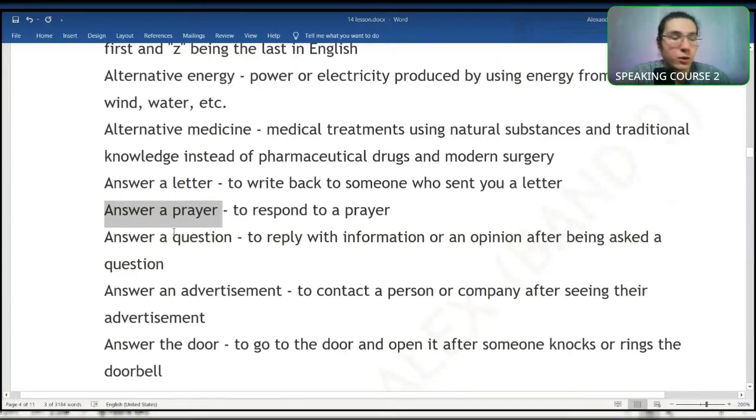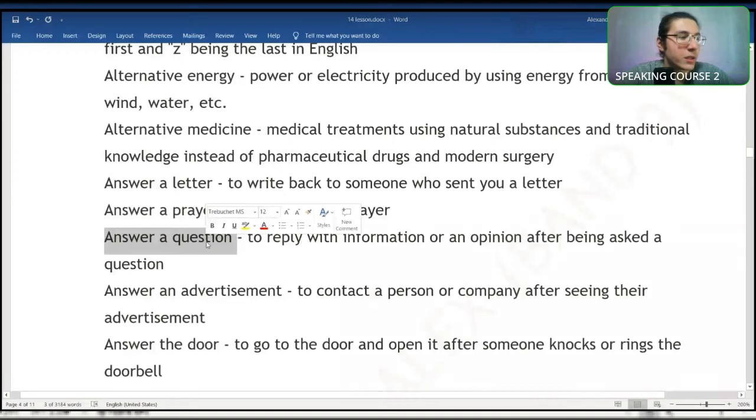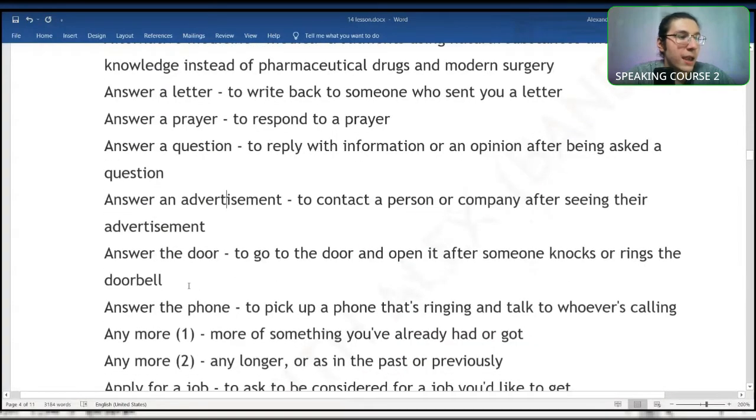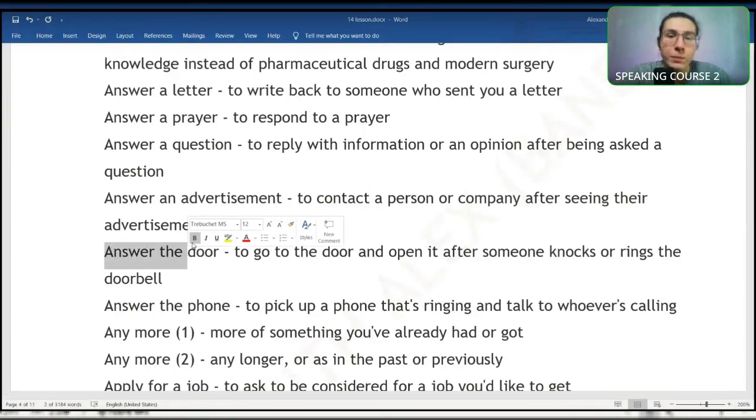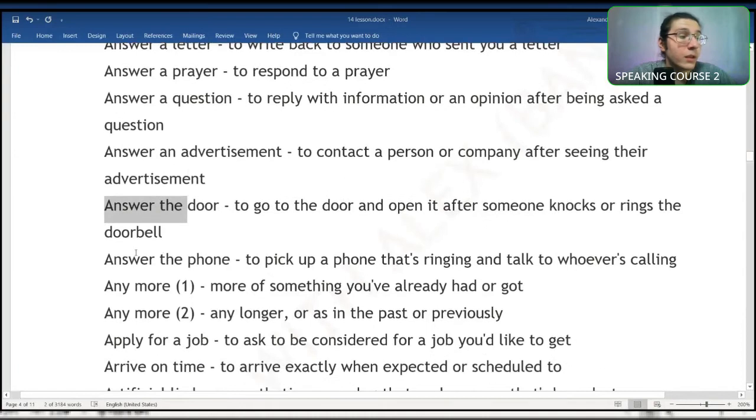Answer a prayer. God answers your prayers. Answer a question, I think it makes sense. Answer an advertisement, that makes sense. Answer the door. Whenever people knock on my door, I like to answer it. I like to answer the door when people knock. And so, that makes sense.